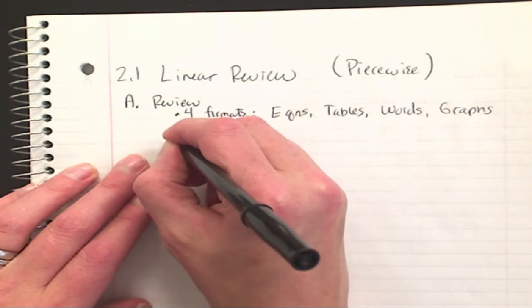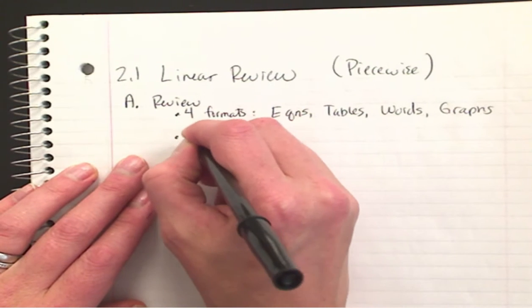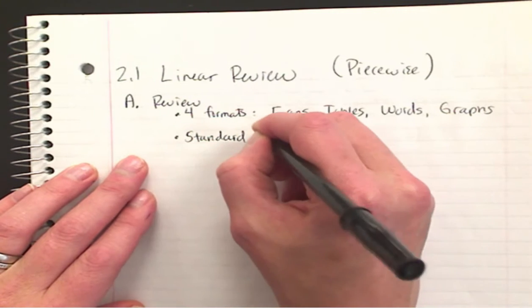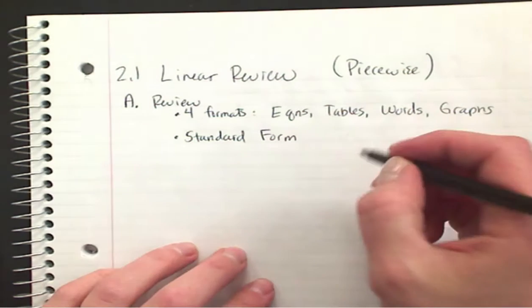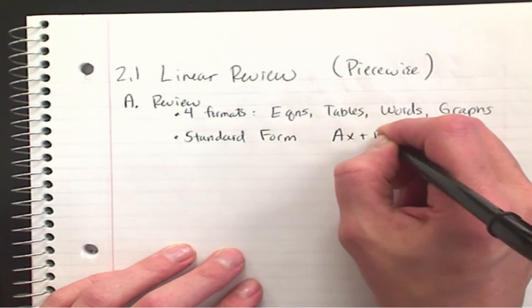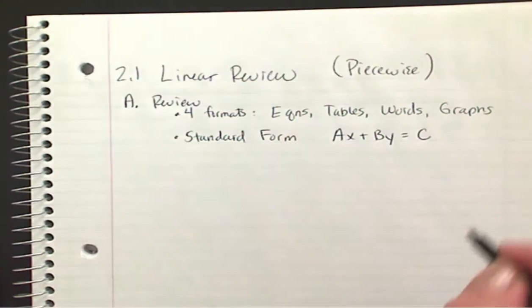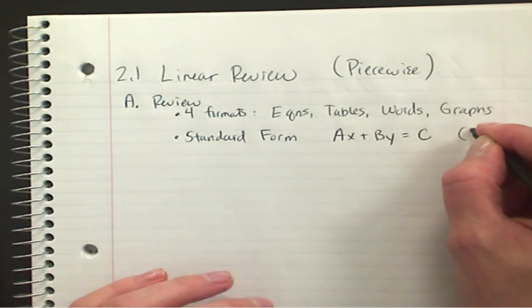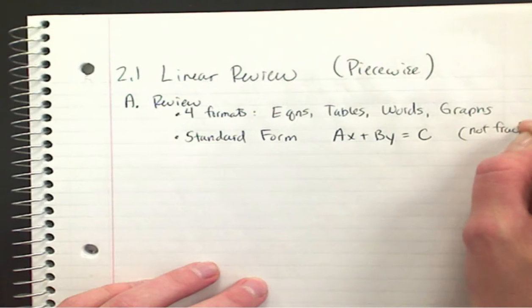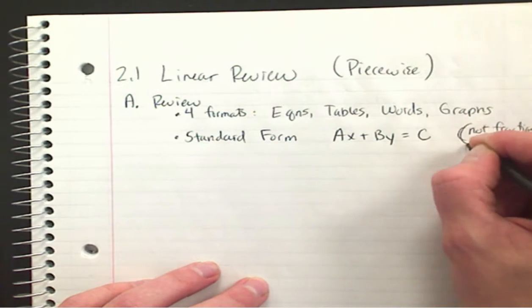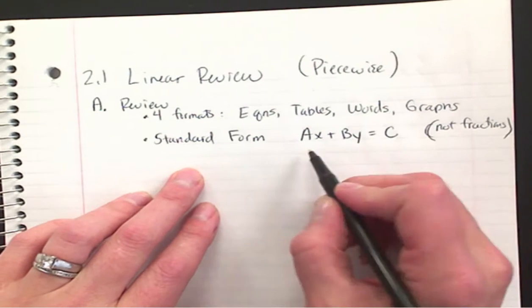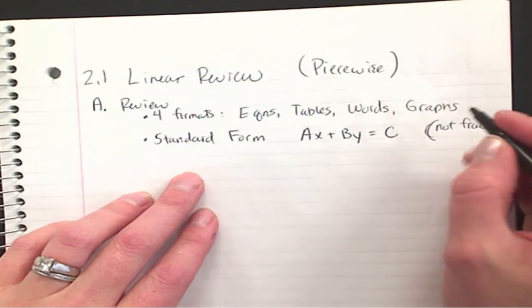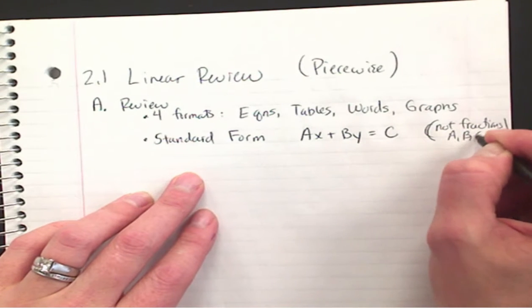Okay? We have standard form. This is because in our little line mystery game, it asked you what standard form is, so I'm just going to write it down so you know what it is. AX plus BY equals C. And in this particular case, they should be not fractions, which means integers. A, B, and C.